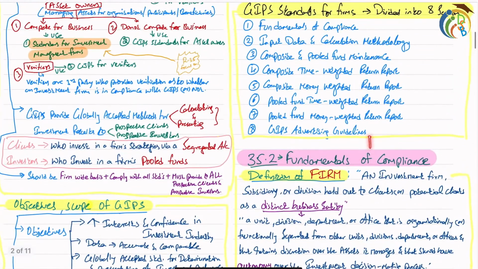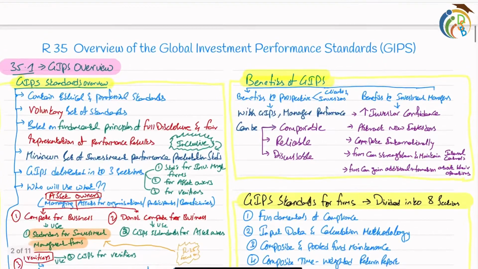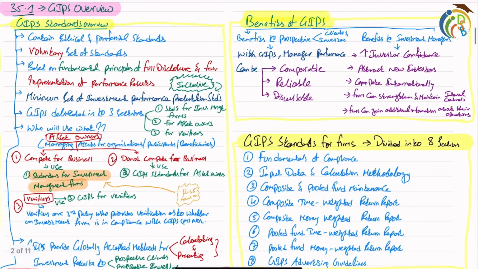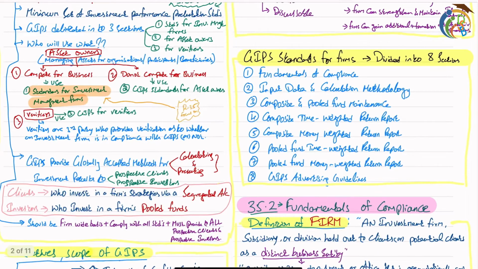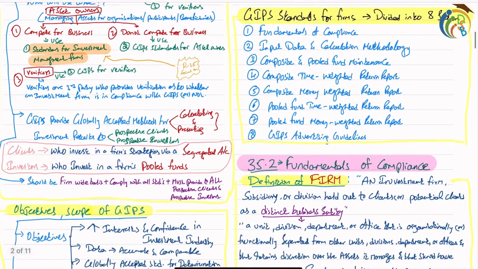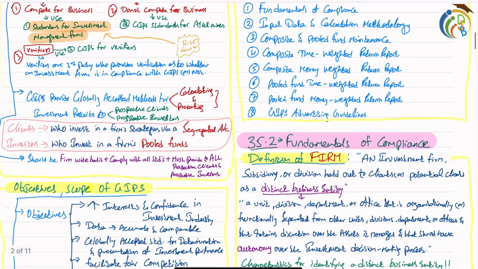the scope of this GIPS. And then we'll be talking about the benefits of the GIPS, both to the prospective clients and investors, and also the investment managers. And then further we'll have a look at how many sections it has, and what kind of things each section is having.